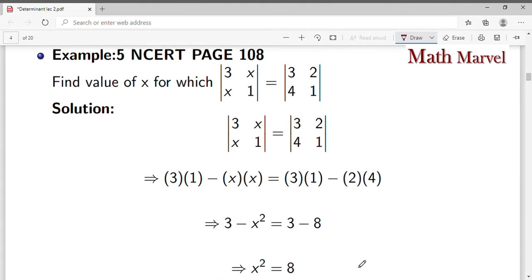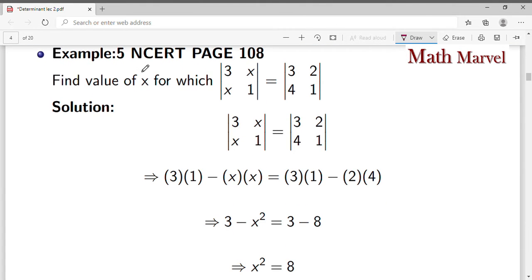Now the next question, example number 5, textbook NCERT page number 108. Find the value of x for which the first determinant, which contains 3, x, x, 1, equals the second determinant, which contains 3, 2, 4, 1. Now in this question we have to find the value of x. Here two determinants are given and equality is also given. So the value of this determinant is the same as the value of this determinant. So here we have one equation. Now using this equation, find the value of x.